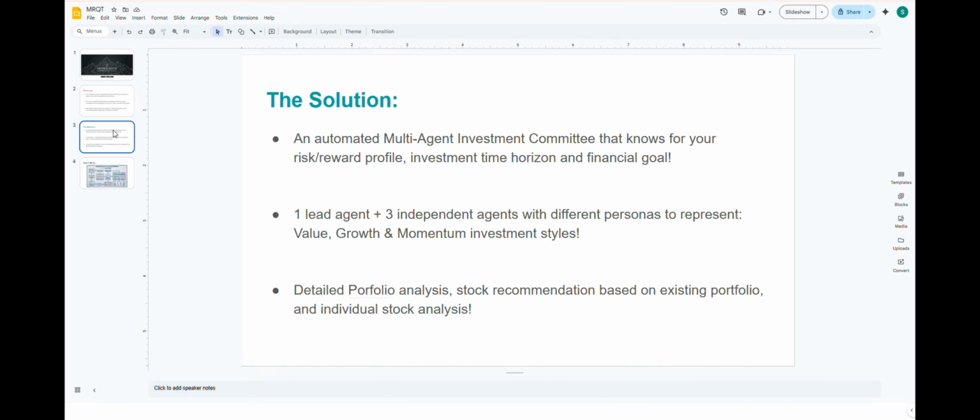In order to address these issues, I've created an automated multi-agent investment committee that knows your risk and reward profile, investment time horizon, and financial goal. It consists of one lead agent plus 3 independent agents with different personas to represent value, growth, and momentum investment styles. The app also has functions such as detailed portfolio analysis, stock recommendation based on existing portfolio, and individual stock analysis. Well, without further ado, let me demonstrate the app.